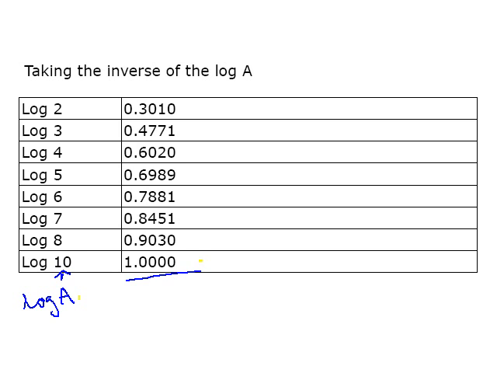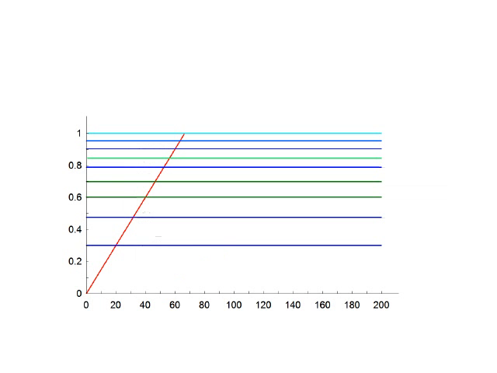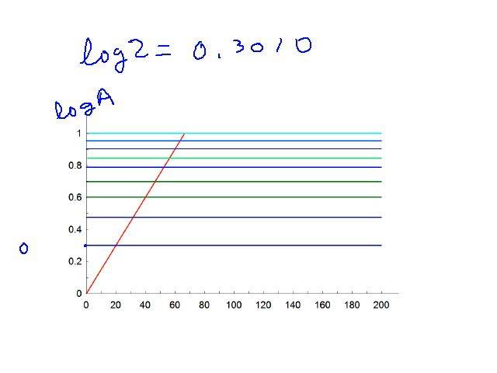Now, because I would have to be doing this over and over, the idea is to draw these values onto the graph paper. So if you remember, the log of 2 was 0.3010. That means this is a graph of the log of A. So when you encounter the value of 0.3010, you know that this is a log of A, then A itself must be 2.